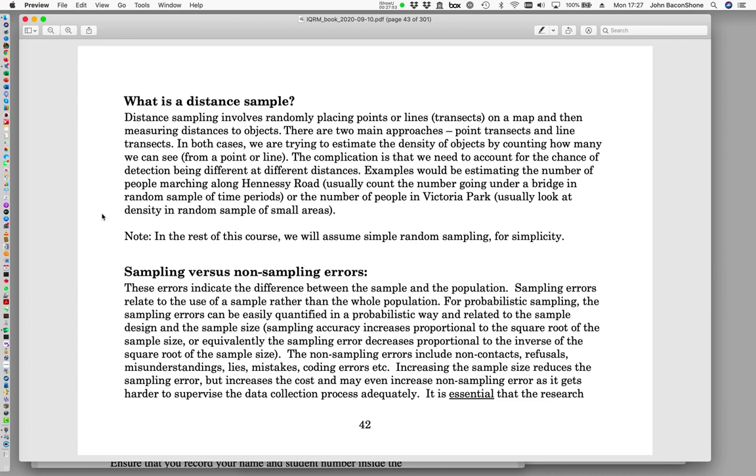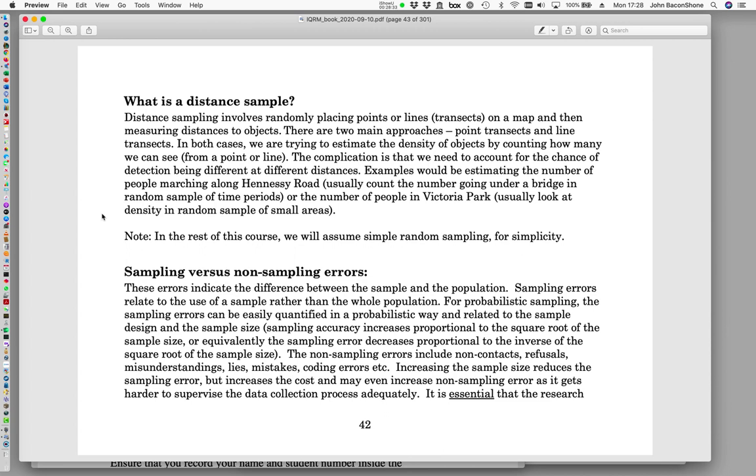So if we draw a random sample or a systematic sample of time periods, and then within each time period we capture video and count how many people go under the bridge, that would be an example of using a geographical method to help us draw a sample. Or if we wanted to estimate the number of people in Victoria Park, we could draw a random sample of areas in Victoria Park, and then in those small areas count how many people there are. Again, if our small areas have been drawn randomly, this should give us a representative sample.